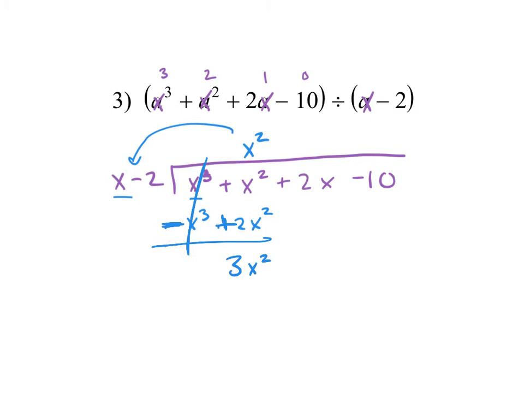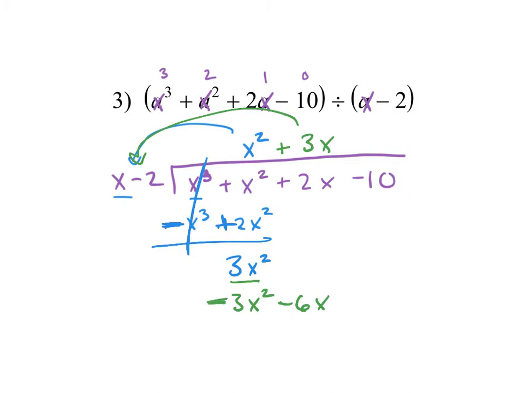Put 3x on the top, so we ask ourselves what times x gives us 3x squared. That would be 3x, so we write it on top, and then we multiply. So what's 3x times x? 3x squared. And what's 3x times negative 2? Negative 6x.